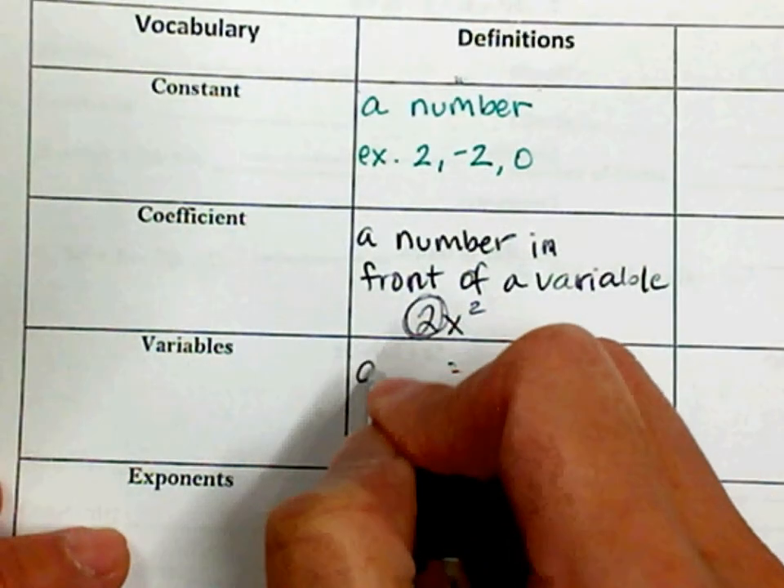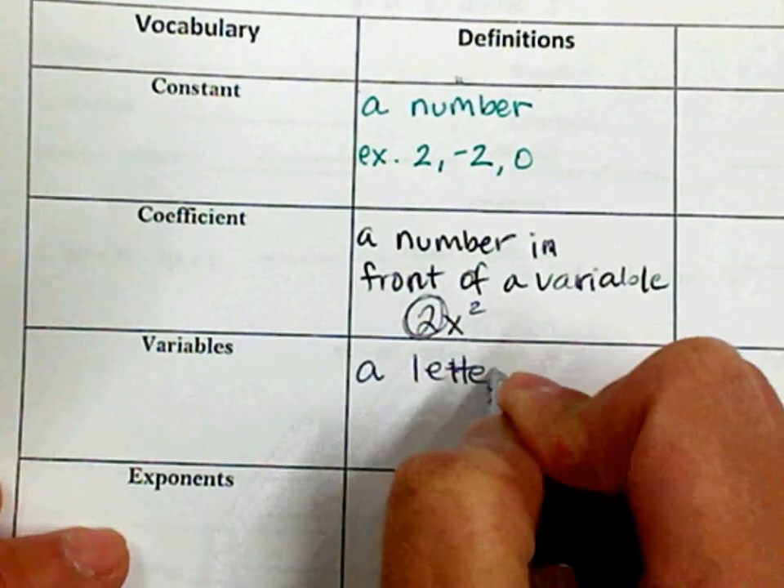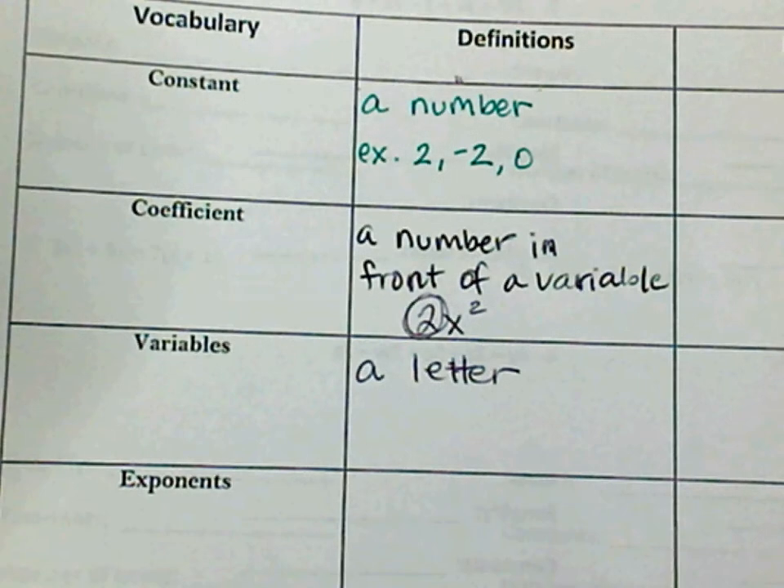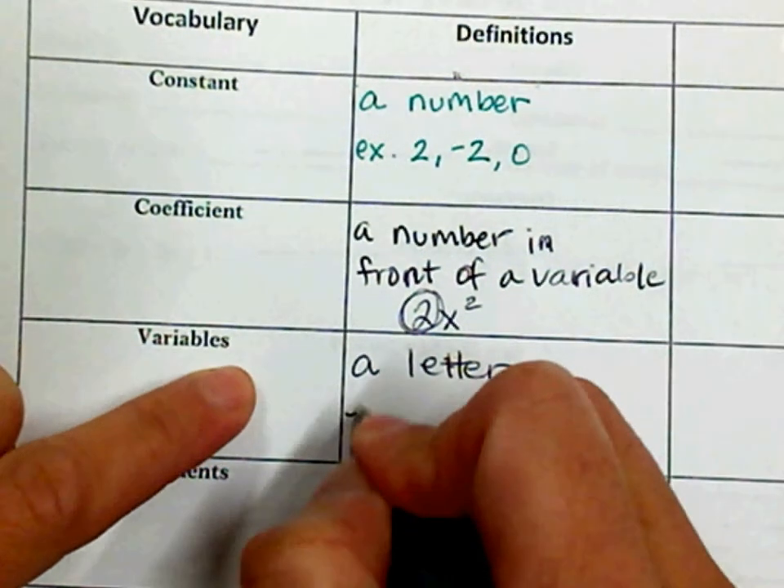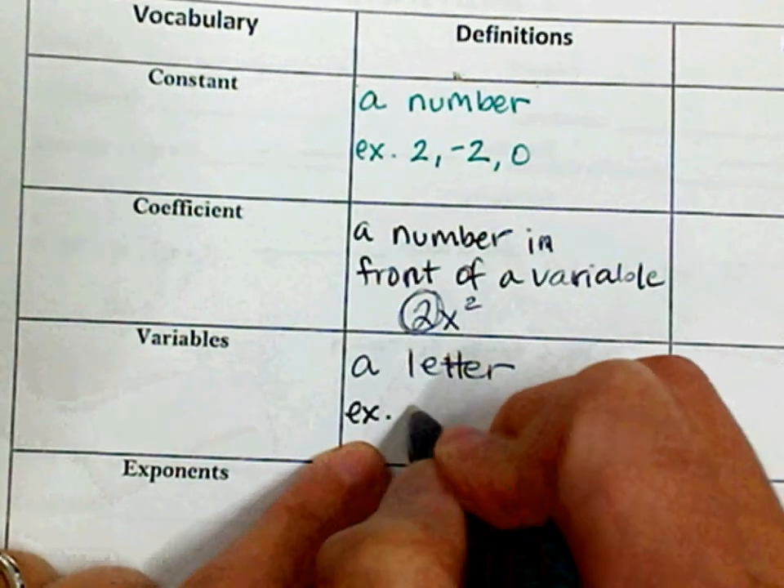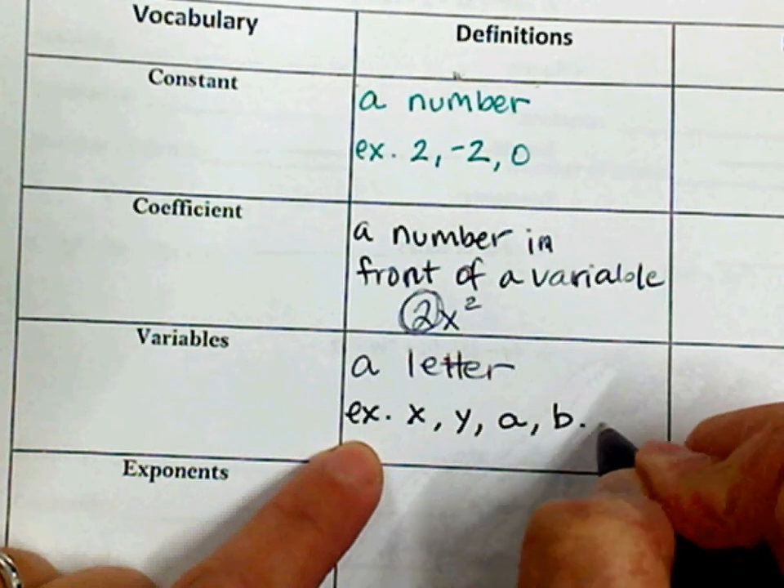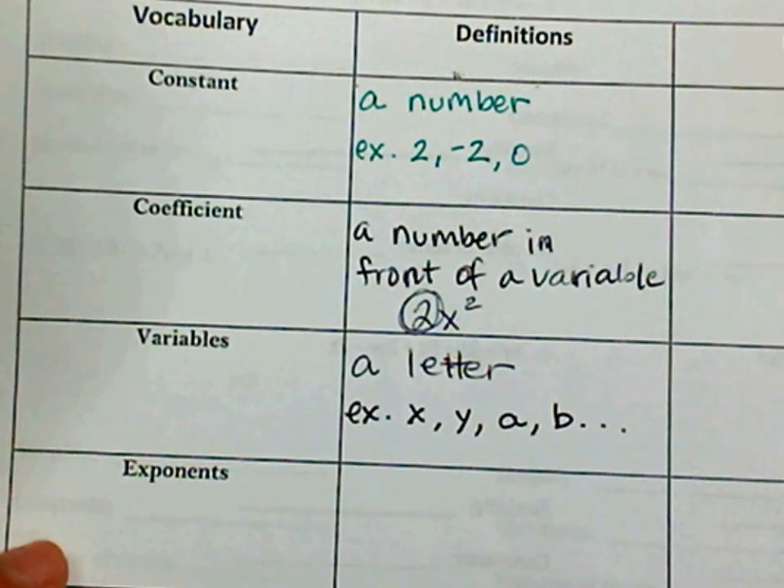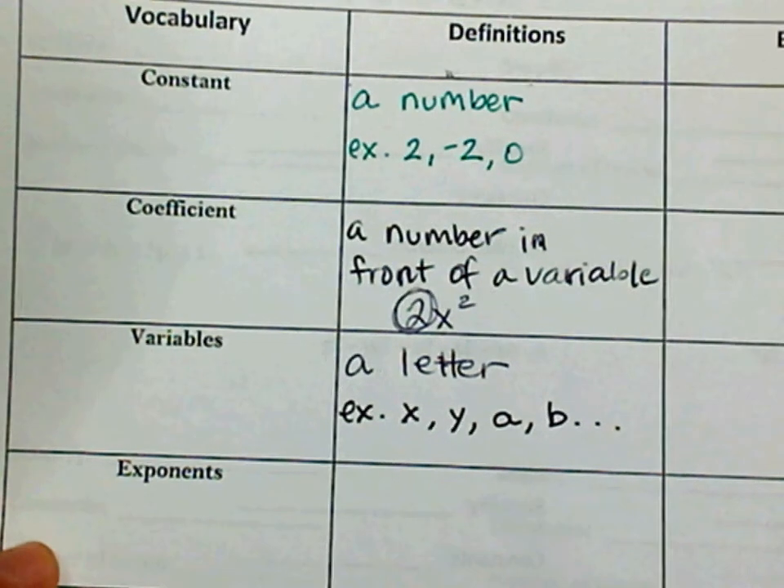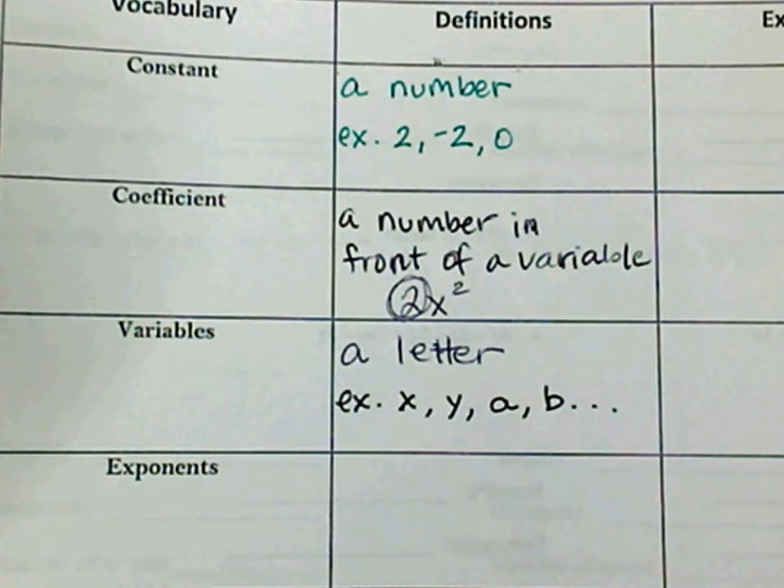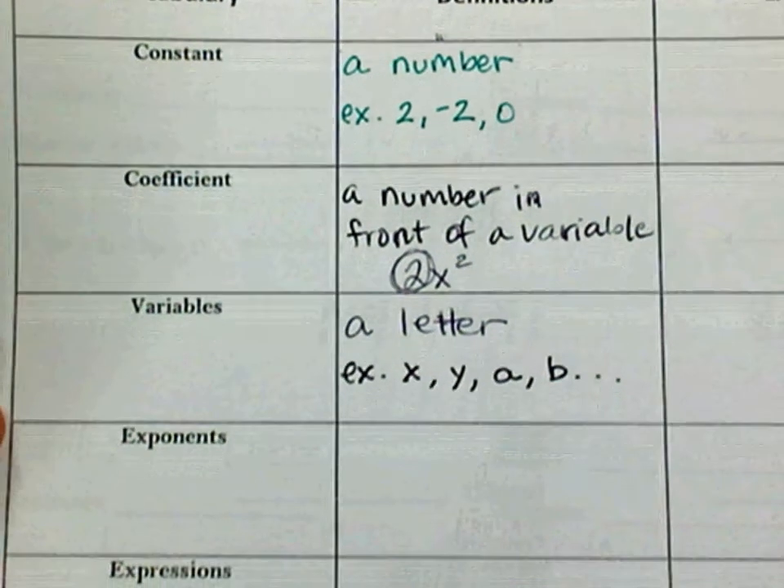Variable. Variable is pretty much your letter. Okay, it is a letter. Variable is a letter. For example, a letter such as X, Y, A, B, C, D, E. You understand what I'm trying to get at? So it's just a letter, okay? That's a variable.